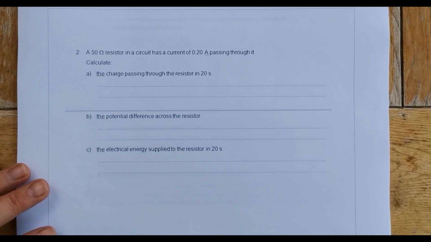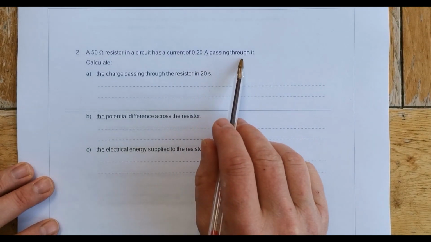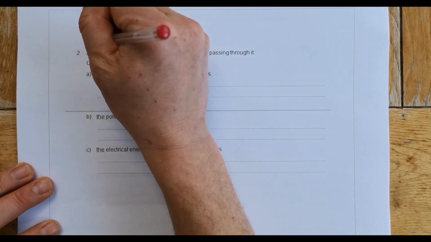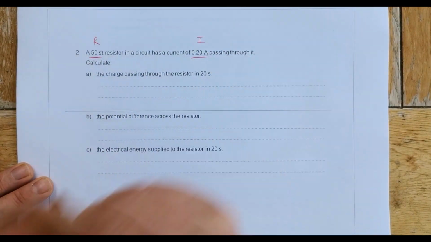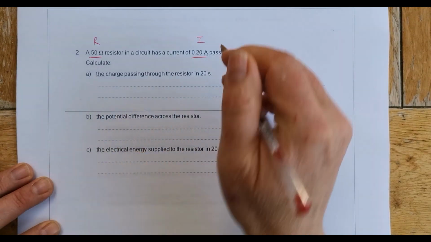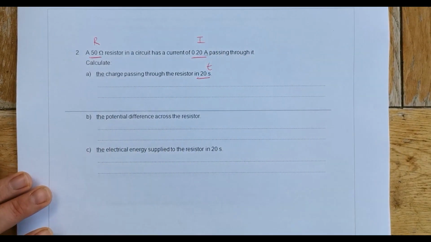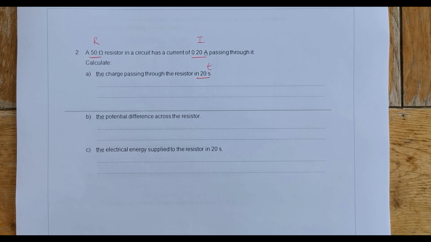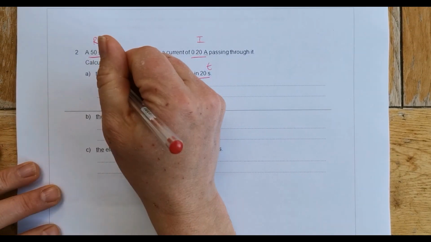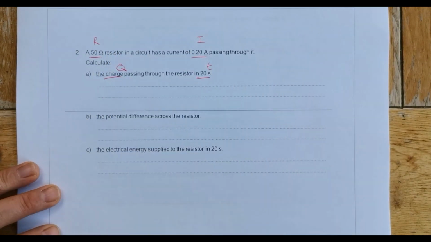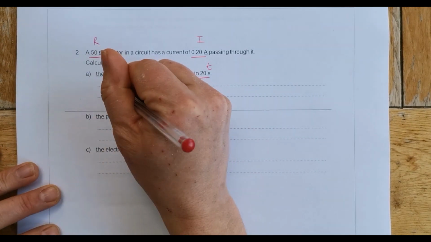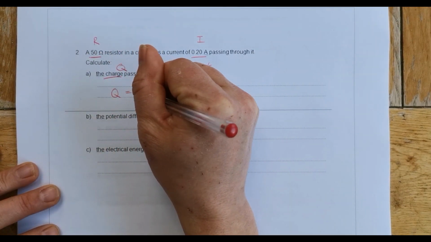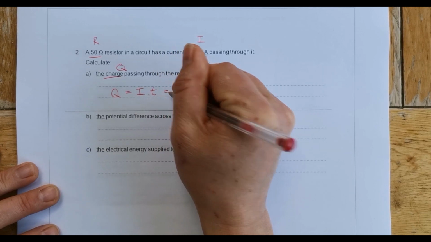A 50 ohm resistor in a circuit has a current of 0.2 amps passing through it. There's my resistance, and there's my current. The charge passing through, so that's time. Well, that's taking us back now to another totally earlier formula. We've been asked to find Q, and we've got I, T, and R. The formula that springs to mind for me is Q equals I T.